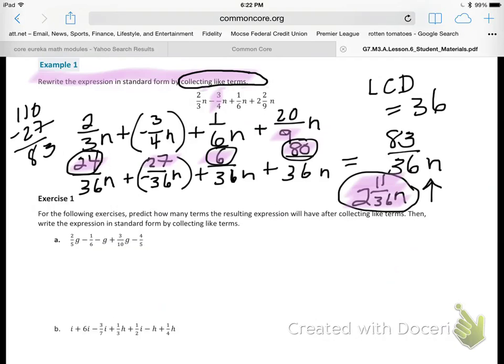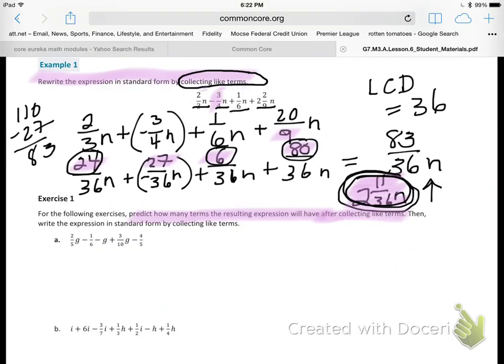Okay, for exercise 1 here, this is an interesting one. I like this idea. It says, for the following exercise, predict how many terms the resulting expression will have after collecting like terms. You can see up here that we only had one term left at the end, because they were all n's, so they were just one type of term. So we ended up with one term in our final answer. Let's go ahead and predict that here.